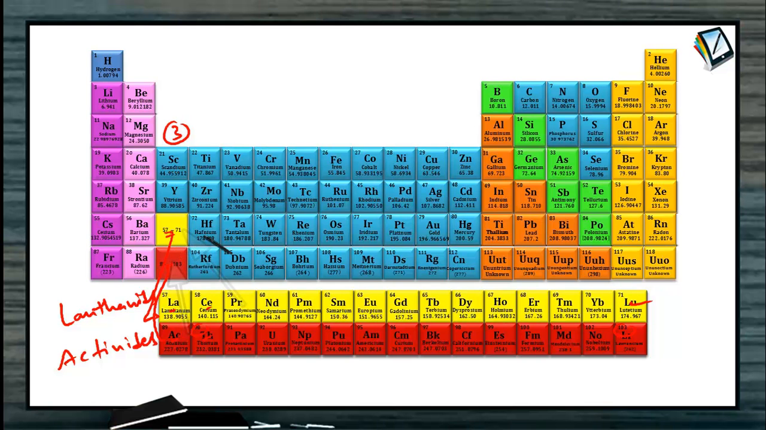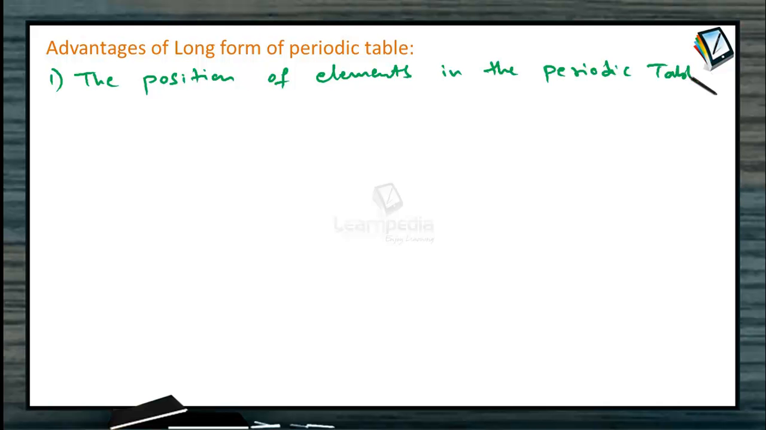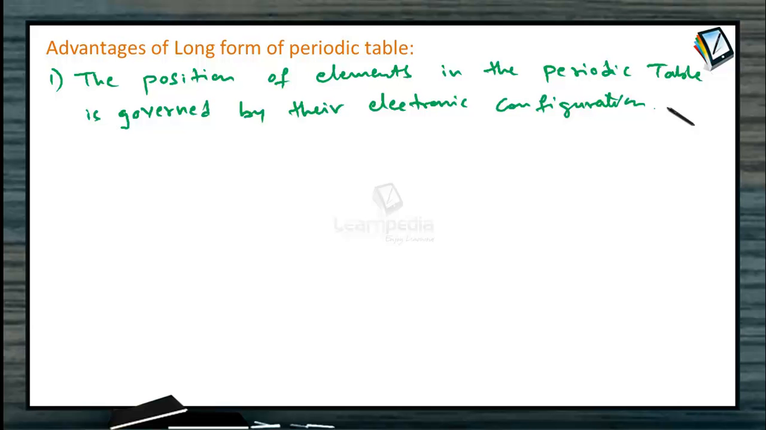Let's move ahead to discuss the advantages of the modern periodic table. The first one: the position of the elements in the periodic table is governed by their electronic configuration. That means, if we know the electronic configuration of the element, we can easily find out the position of the element in the periodic table. We'll understand better when we discuss the objectives at the end of the session.